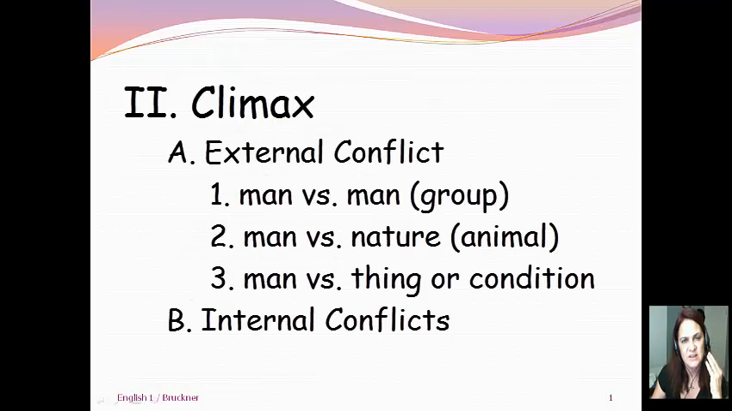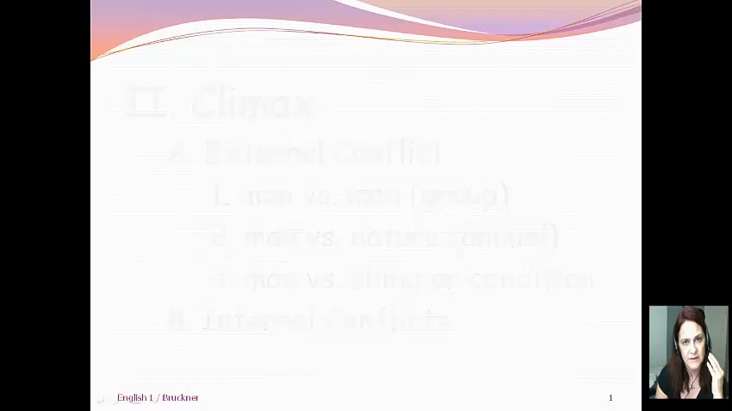Then we looked at the 2 different kinds of conflict. We looked at external conflict first, which could be man versus man or group, could be man versus nature, and one version of that would be man versus animal. And then the third type was man versus thing or condition. And we also looked at internal conflicts, which were conflicts that happen within a person, within their heart or within their mind. They could be ethical issues. They could be brokenness or sorrow. Those would be internal conflicts.